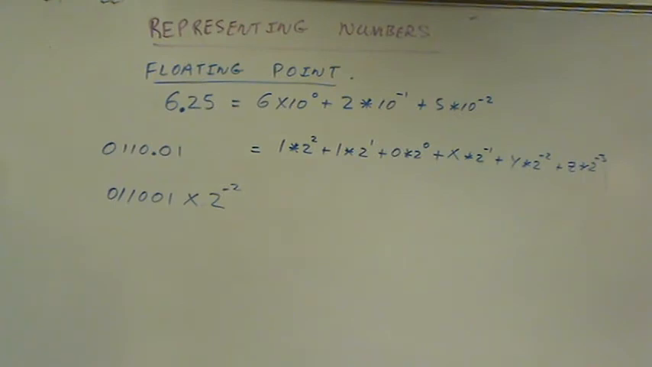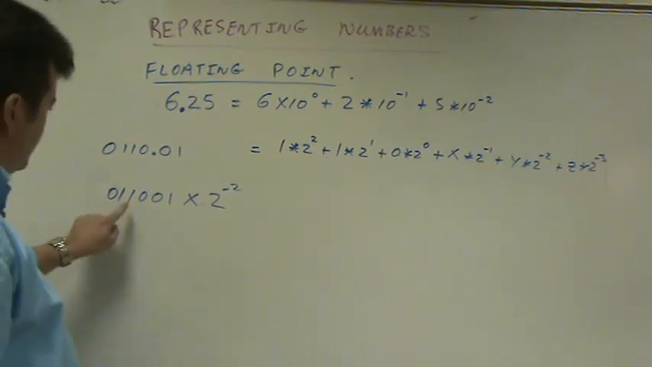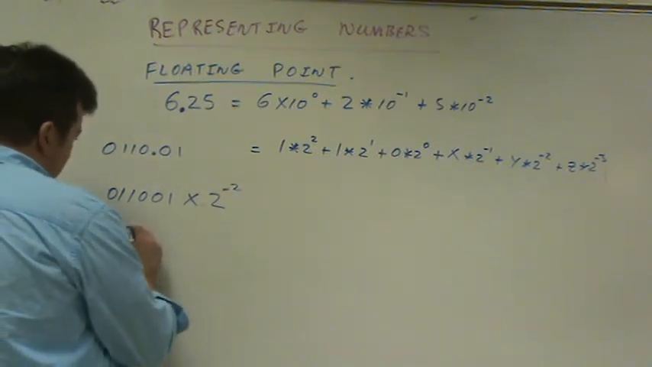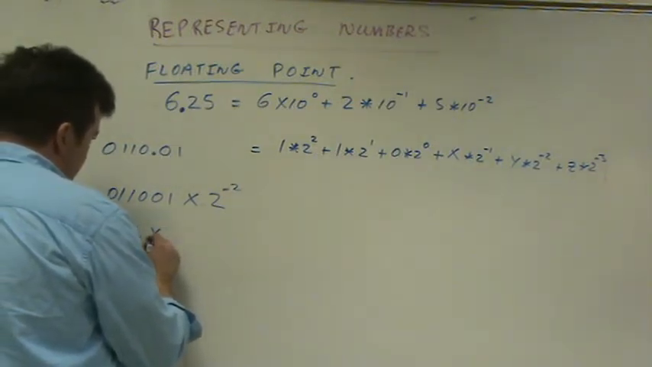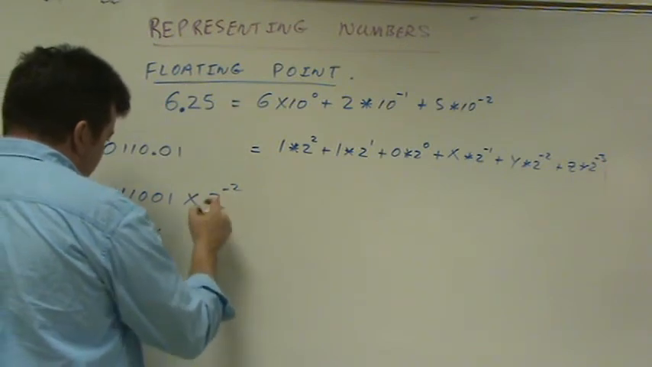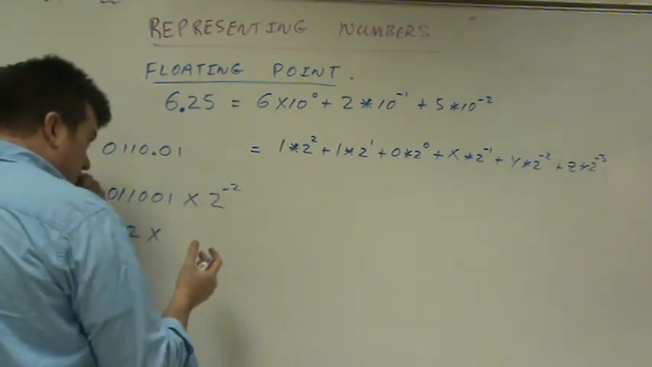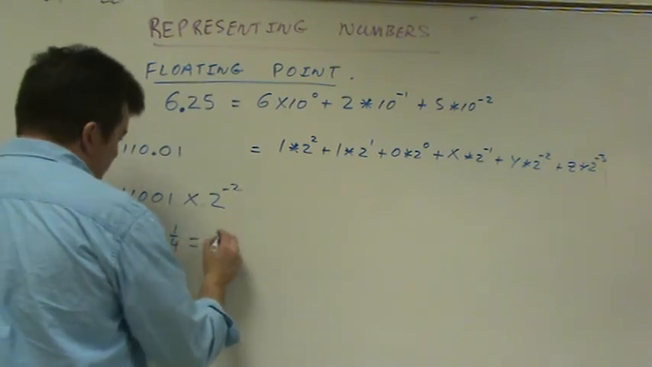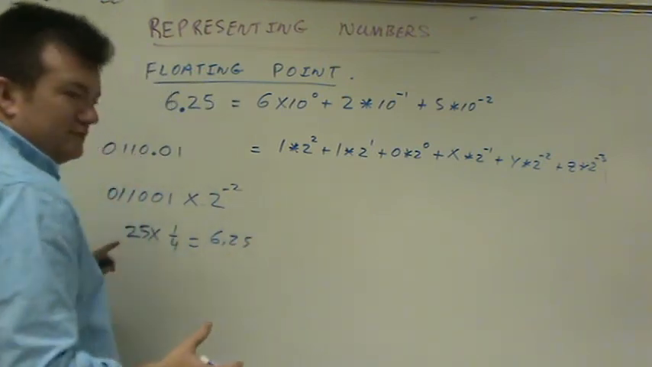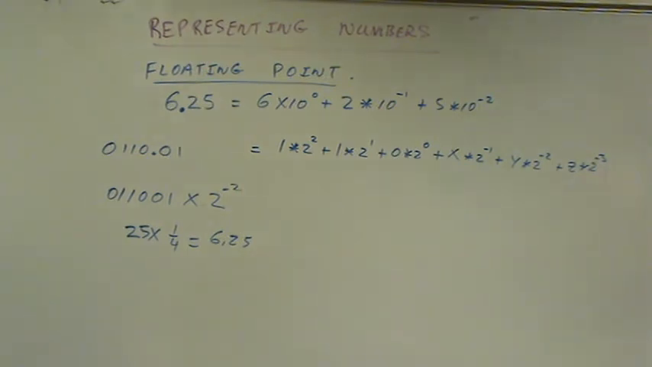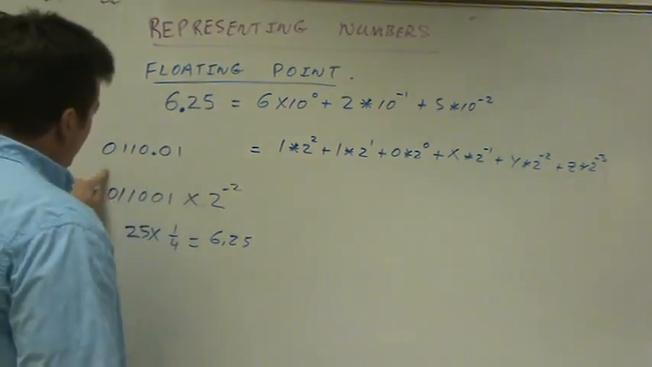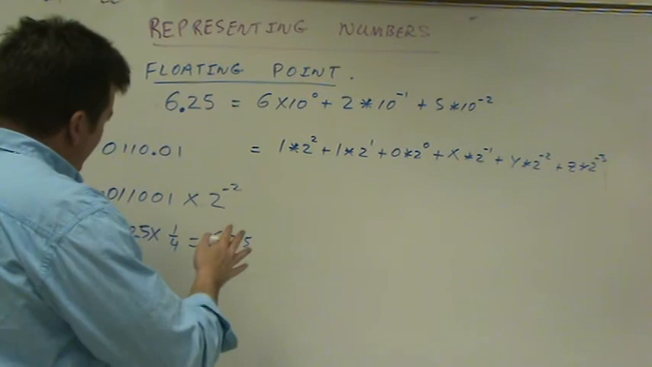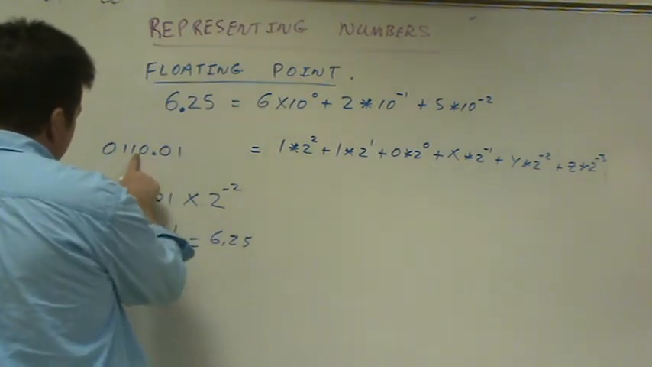Yeah, right. It's 1, 2, 4, 8, 16. Oh, no, 8. 16 plus 8 plus 1 is 25. 25 times 2 to the minus 2 is 1/4. 25 times 1/4 is 6.25. So that's just another way of representing it. Another way, we could move this decimal point anywhere we want, right? And we could have decided to move it 2 places here.